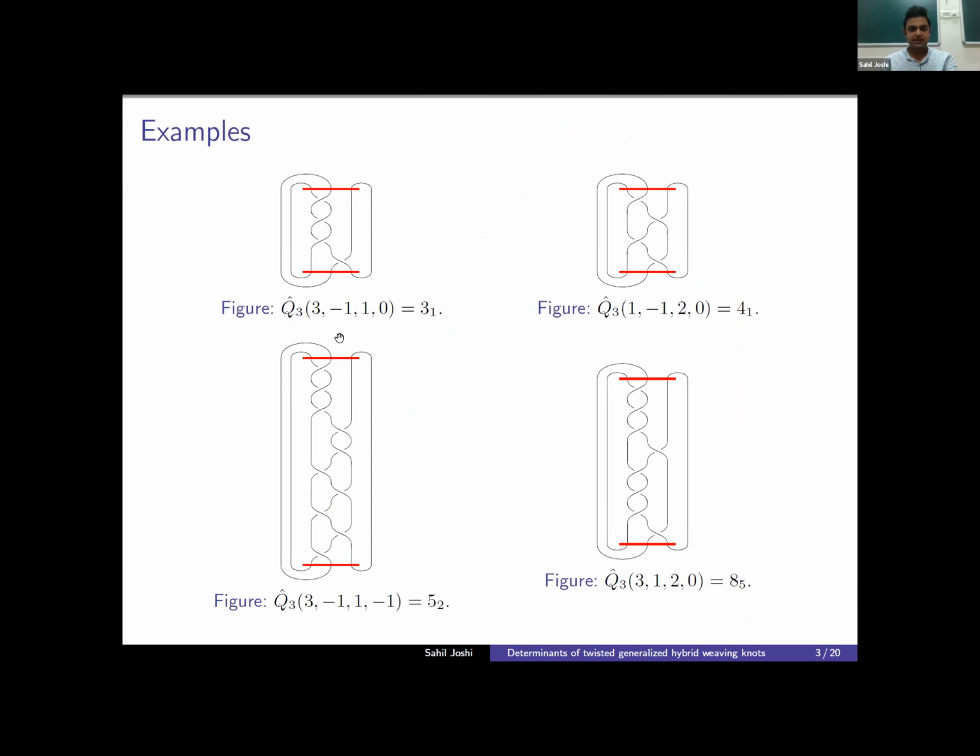Here are some examples. This trefoil knot is one of the examples. This 4-1 is another example. This is a weaving knot. If I take the same braid and give it a negative twist once, we obtain the knot 5-2. And if I consider the knot corresponding to these values 3, 1, 2, and 0, then by taking its closure we obtain the 8-5 knot. So this family contains a lot of knots which are already known to us.